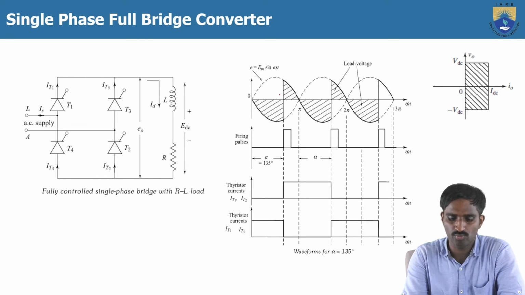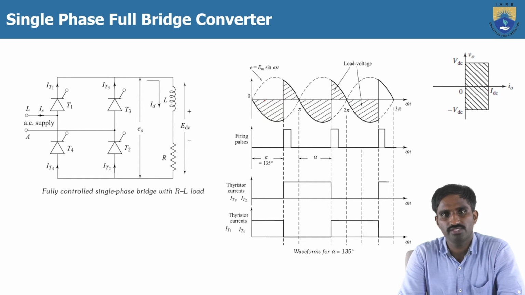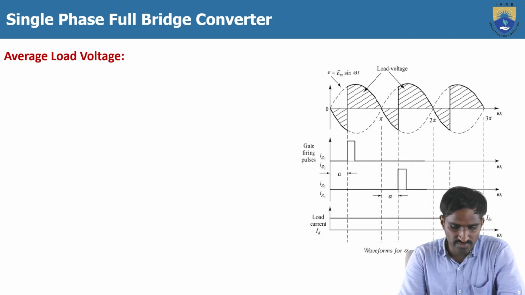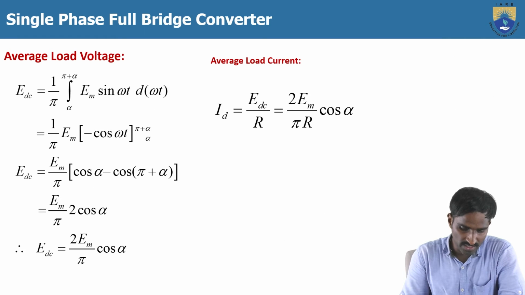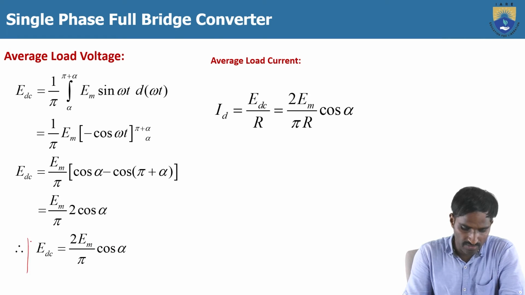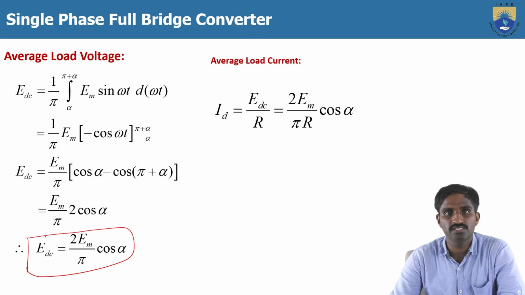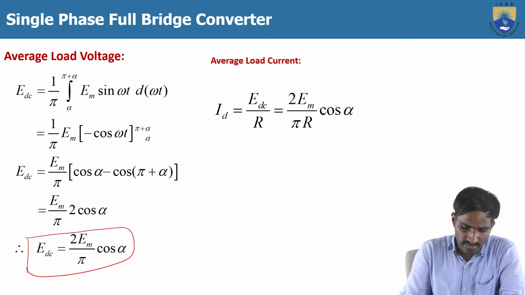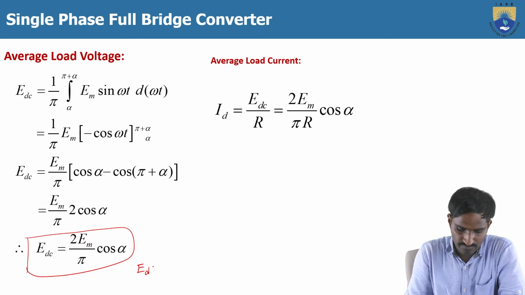This is the output voltage waveform, so the average voltage is negative. As we can see from the average load voltage equation, 2 Em by pi times cos alpha, when alpha is equal to 0, EDC is 2 Em by pi, which is the maximum.